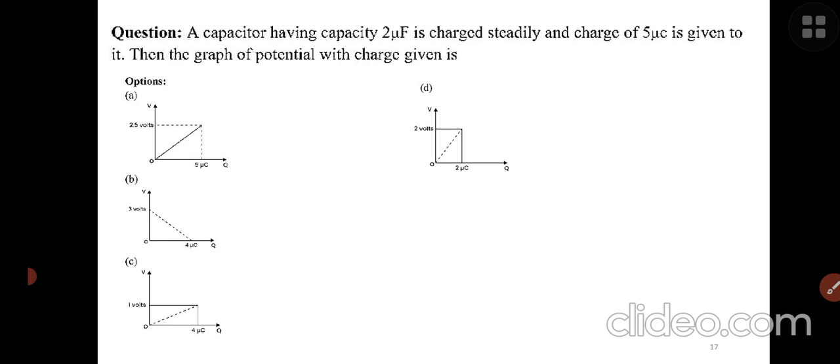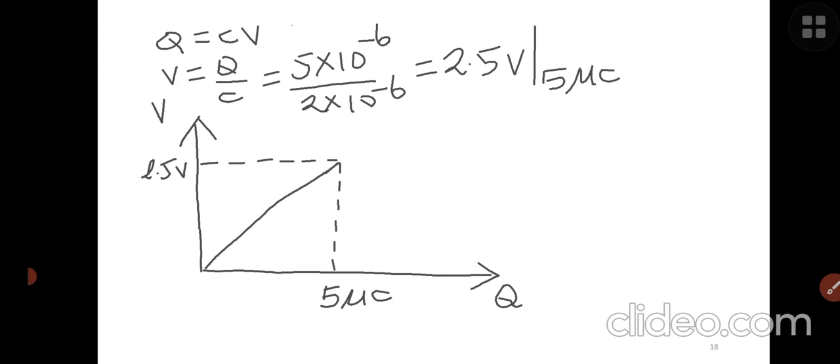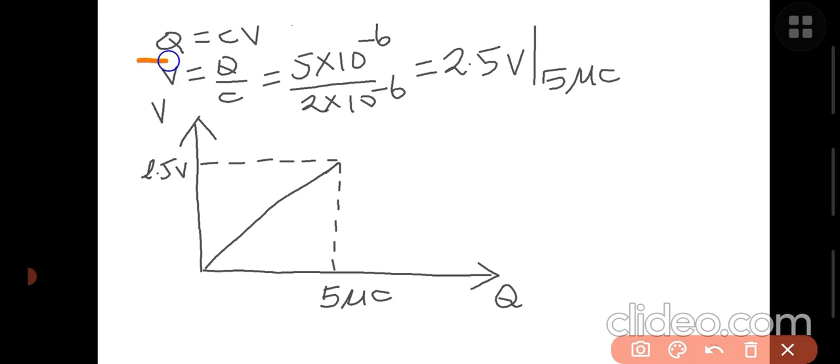A capacitor having capacity 2 microfarad is charged steadily and a charge of 5 microcoulomb is given to it. Then the graph of potential with charge is given, with 4 options in the picture. What is the correct answer? Let's find. There is a formula, we know charge Q equal to CV.